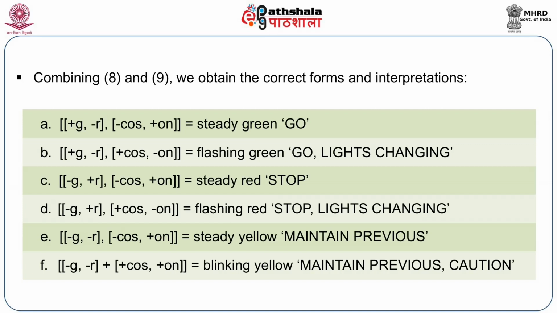as one feature geometry, which is an element of the set that denotes the meaning. The second geometry in that set is plus COS minus on. And this whole thing together means flashing red, means stop, lights changing. So when we use feature geometries, what we assume is that features do not necessarily map onto forms and functional meanings in a one-to-one fashion. They are organized into subgroups or constituents to do so.